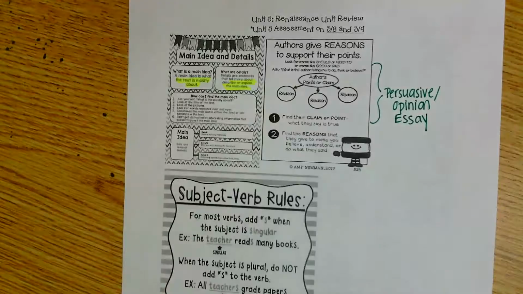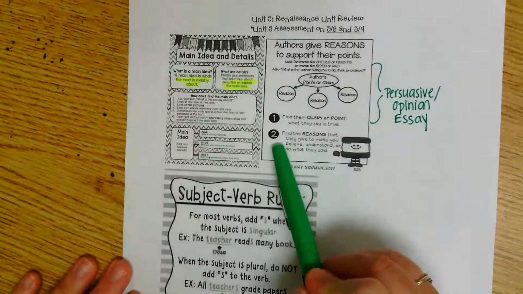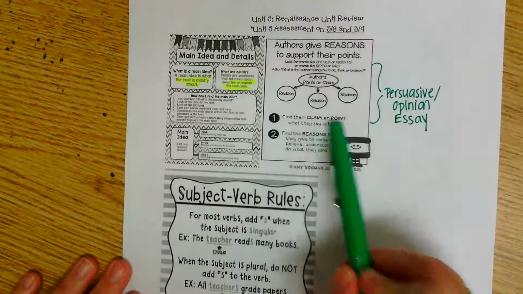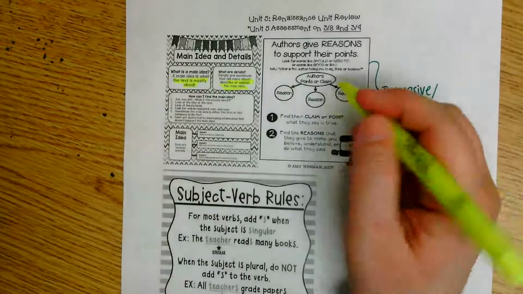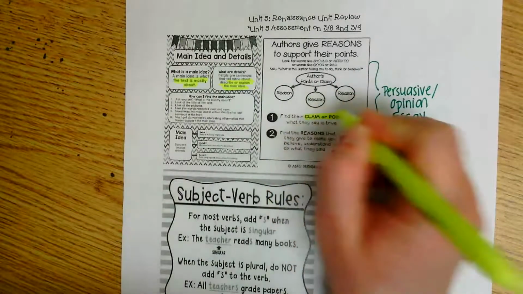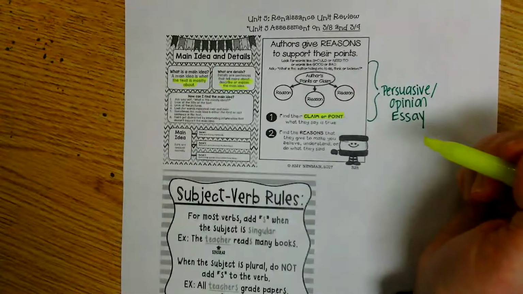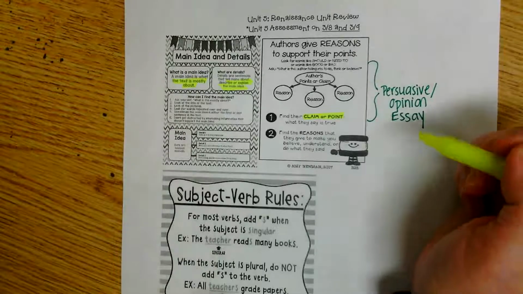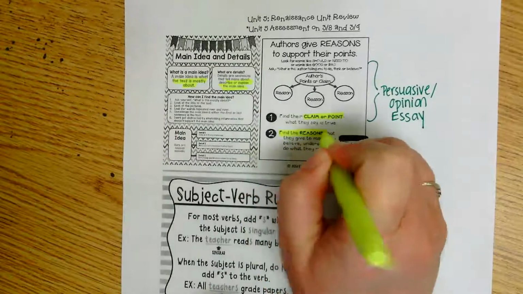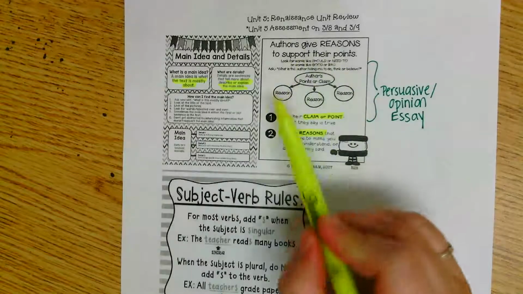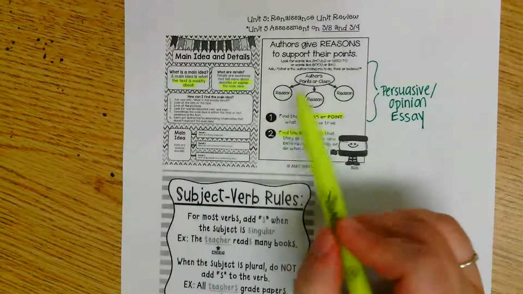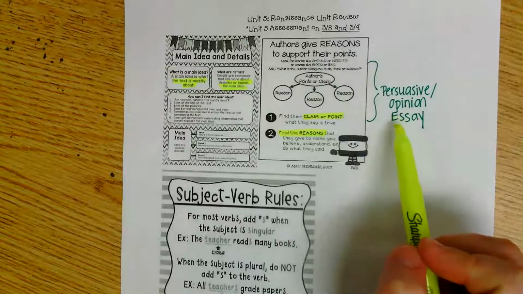So you give your opinion, you give the point that you're trying to make, and then you want to back it up with evidence, with reasons. So to do that, the first thing you want to do is you want to, number one, find their claim or their point, what they say is true, okay? So find their claim or their point, what they believe to be true. What point are they trying to make? Once you can do that, then you want to find the reasons that they give to make you believe what it is they're trying to say. So again, when you think, I've got to figure out author's point, author's reasons and evidence, think about when we write a persuasive or opinion essay.